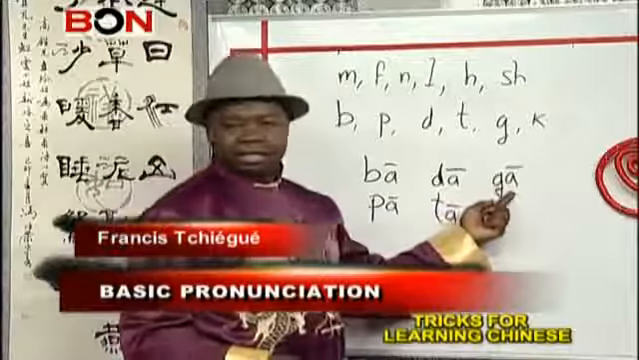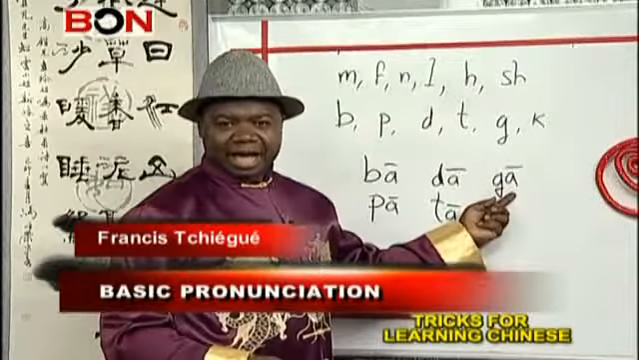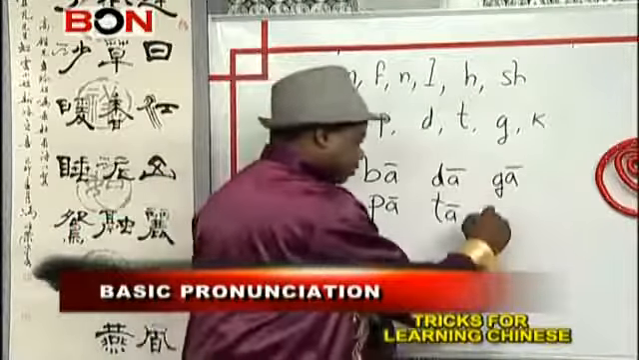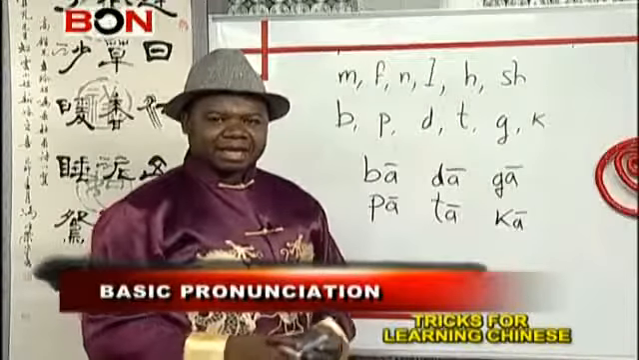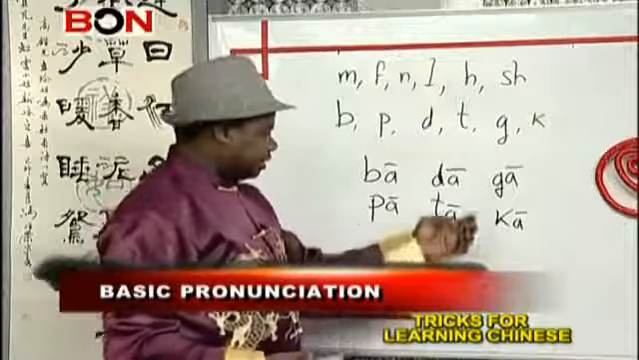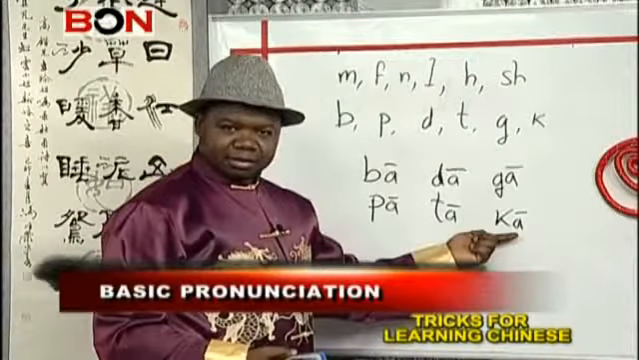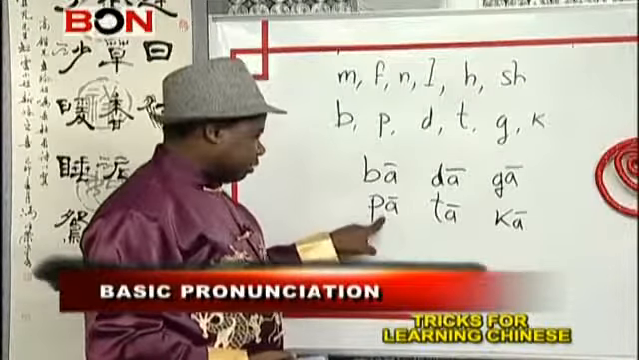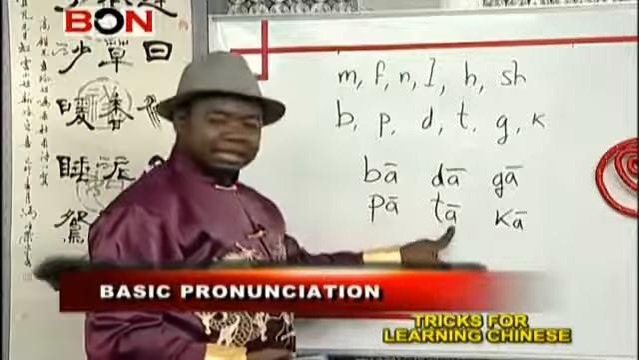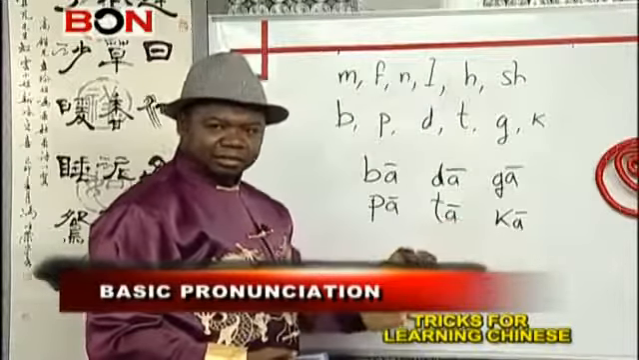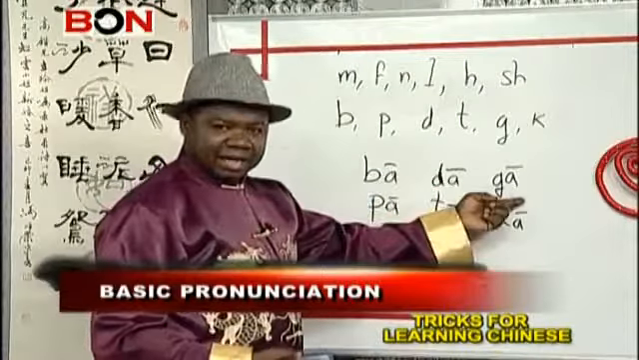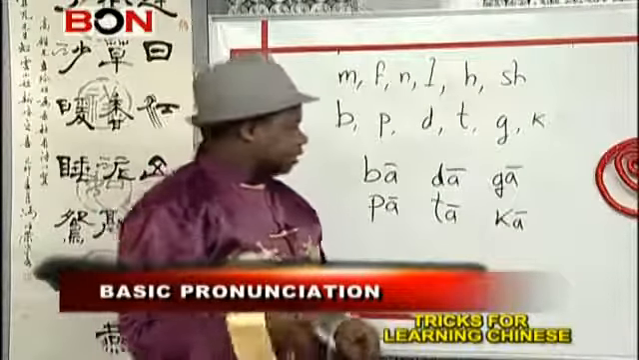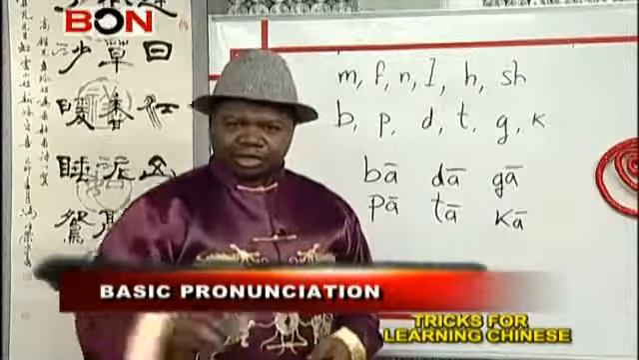This, you don't say ga, but you say ka. Because with the K, you have ka, ka. This is ka. Like all these below, pa, ta, ka, they are all aspirated. But these, pa, ta, ka, there's a nice trick about this. I'm going to show you right now.